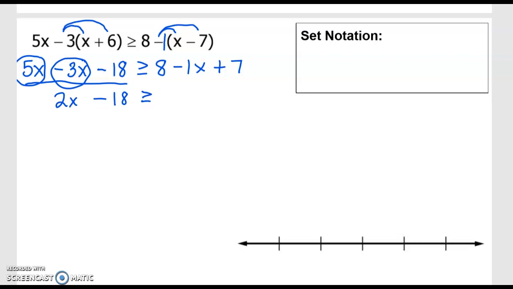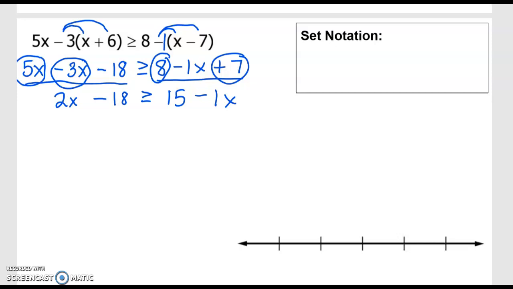All right, on the right side, do we have any like terms on this side? Well, actually we do. We have two constants, 8 and +7. So that's going to be 15 and then minus 1x. Remember, you only combine like terms. Now I'm ready to start solving for x.